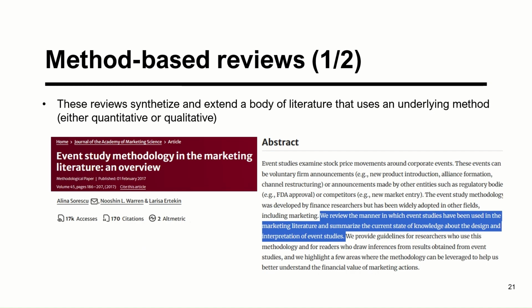There's yet another aspect, the third of them, from the domain and theory and the methods based reviews, where you're looking at a particular method and how the method has been applied in a particular field. Like when you're looking at the same journal, JAMS, which talks about event study methodology in the marketing literature. What they do here is they review the manner in which event studies have been used, and they summarize how these event studies have been designed and how they've been interpreted within the marketing domain. So that's what they focus on.